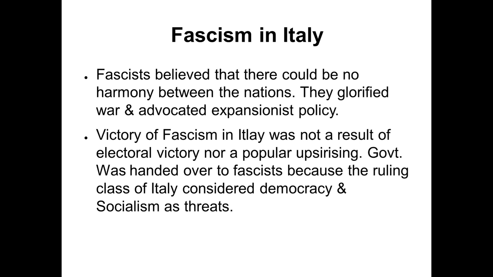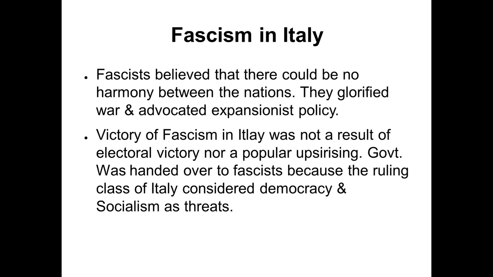So as I told you earlier, it was not a result of electoral victory, nor was there a popular uprising, some revolt kind of stuff. The government of Italy was handed over to fascists on a platter. Because the ruling class, the king, considered democracy and socialism as threats. And these things were very much in at that time, democracy and socialism. And we know why they were in. We have read the earlier chapters.